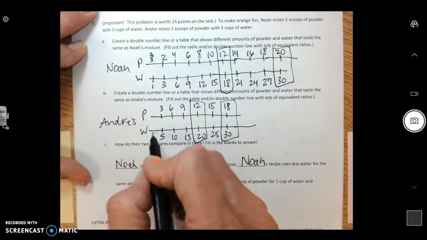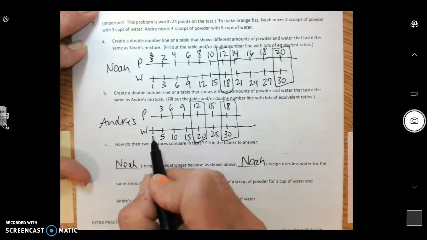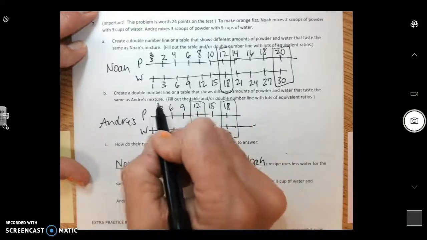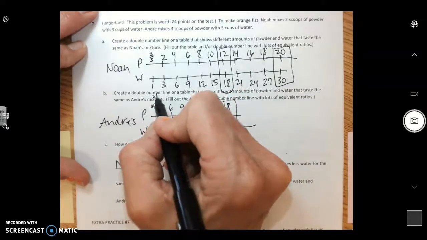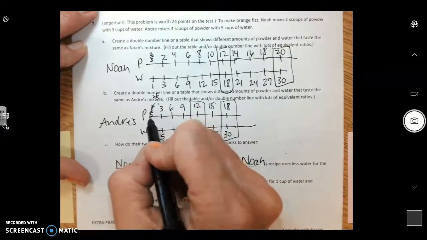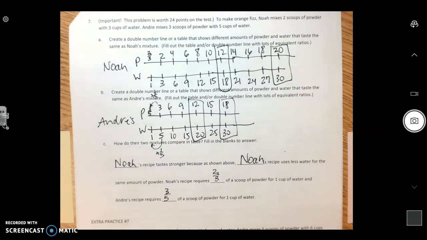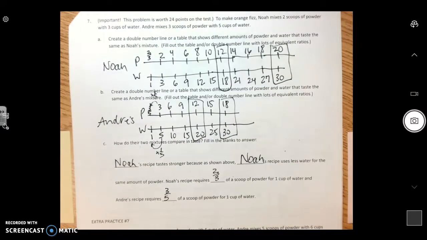And Andre's, well, if we go down to 1, 5 times a fifth is 1. Well, 3 times a fifth is 3/5. Andre will use 3/5 scoop of powder for every 1 cup of water. So when you're looking at problems like this, you definitely want to find out where something is the same.